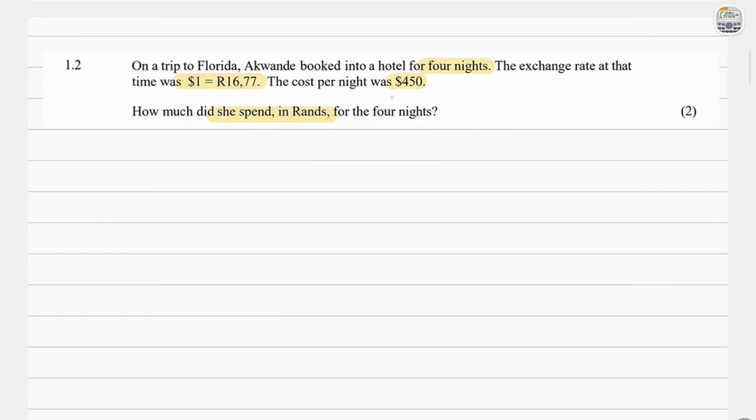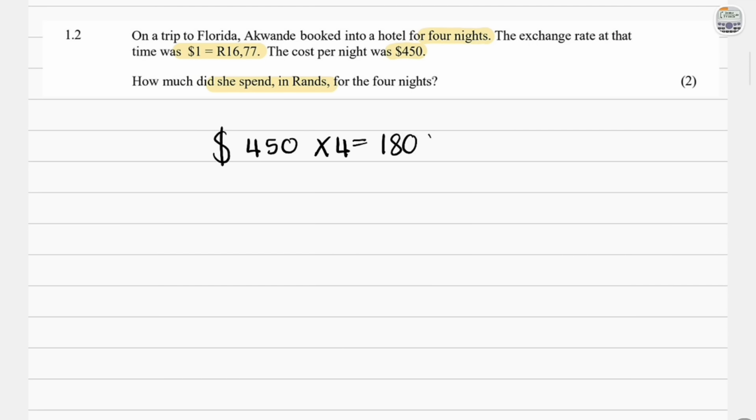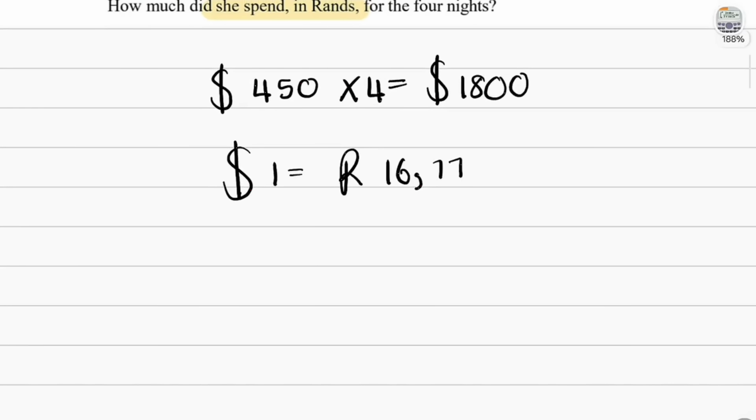Okay, so let's just go ahead and find the total in dollars for 4 nights first. We know that 1 night costs $450 and she's spending 4 nights there. So that is already going to be, so that's like 2,000 minus 200. So 1,800. Okay, so it's $1,800. That's how much she's spending in total. But we know that $1 is equivalent to 16 Rand and 77 cents. If this is the amount that she has to pay, how much is she paying in rands?